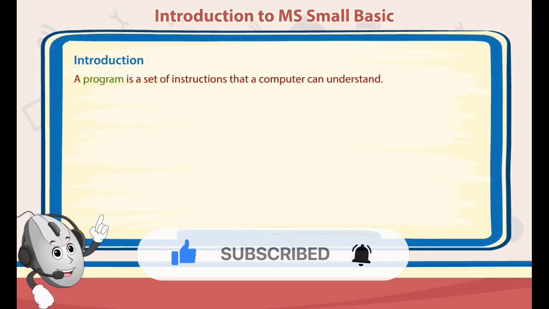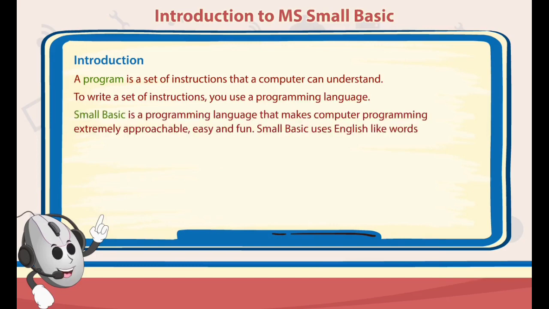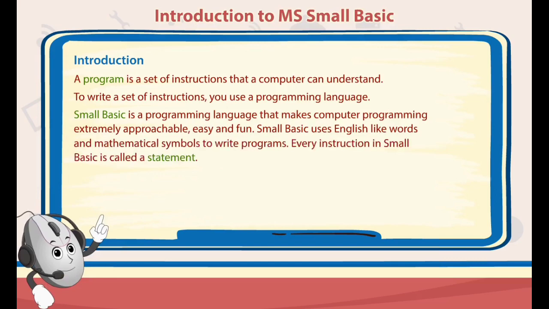Introduction. A program is a set of instructions that a computer can understand. To write a set of instructions, you use a programming language. Small Basic is a programming language that makes computer programming extremely approachable, easy, and fun. Small Basic uses English-like words and mathematical symbols to write programs. Every instruction in Small Basic is called a statement. It follows a certain set of rules called syntax.